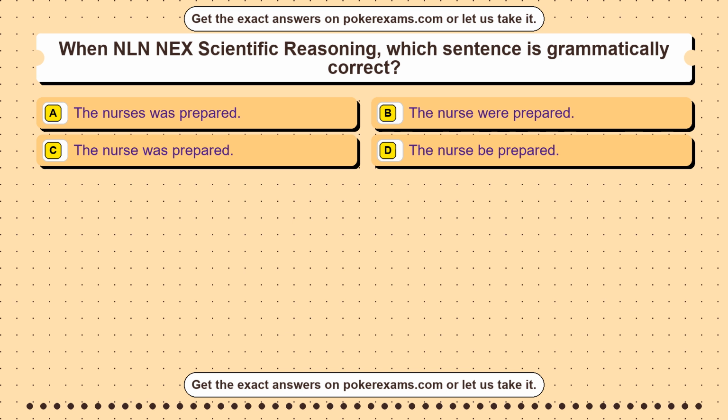Question 29. When taking the Get Science practice test, which organism is a producer? Option A, grass. Option B, rabbit. Option C, hawk. Option D, mushroom.